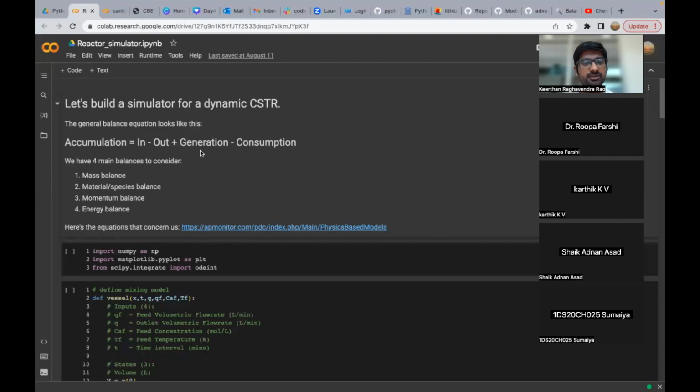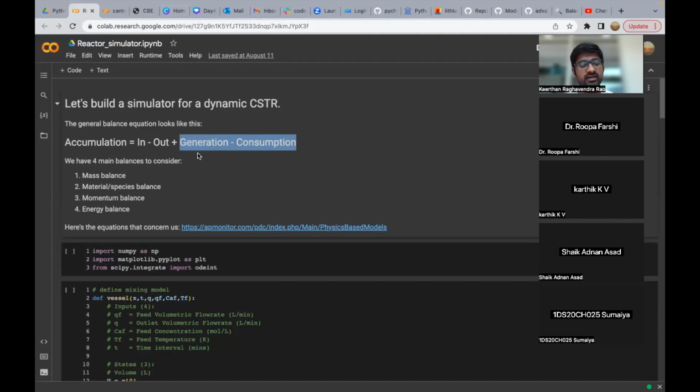In today's notebook, there's actually a couple of notebooks that I'll go through. But the first notebook involves building a dynamic CSTR simulation. As a general reminder, I'm assuming most of you are final year students, and if you don't know this, that's okay. The basic understanding here is the general balance equation, where we write it as accumulation equals in minus out plus generation minus consumption. This generation minus consumption is usually a rate expression.